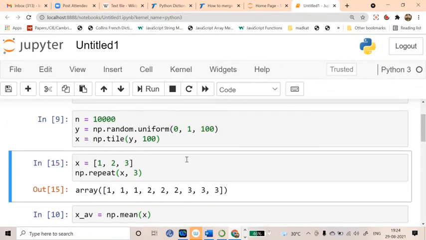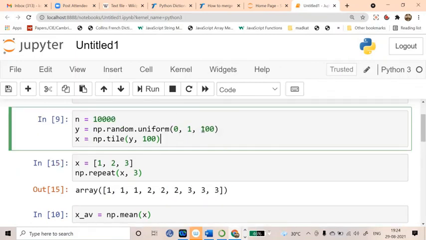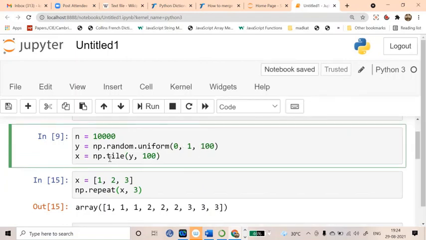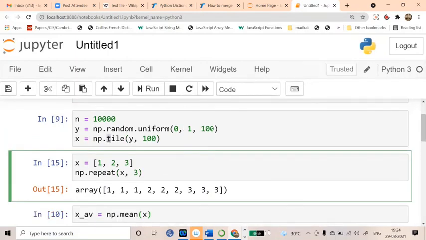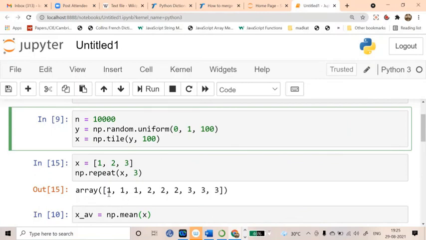Now you just do the same exercise that I have done with tile. You can do it with repeat. That is where you create local correlation, which will be very fantastic. You can do this as a home task.